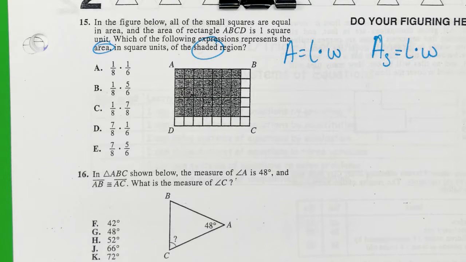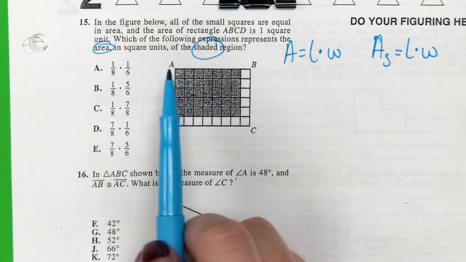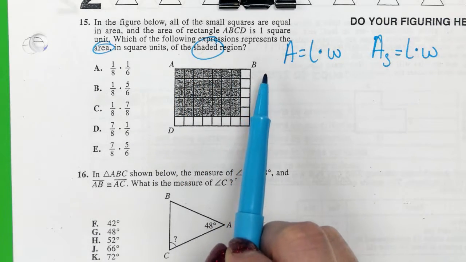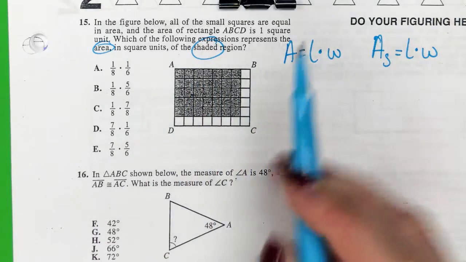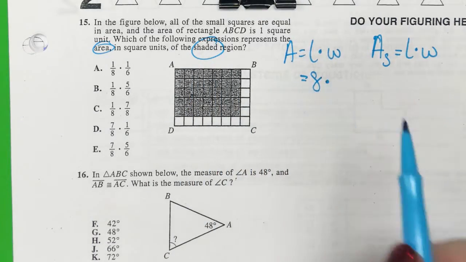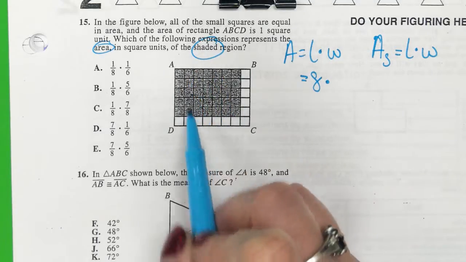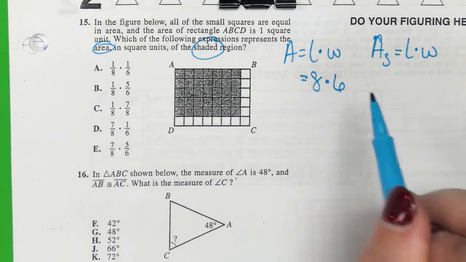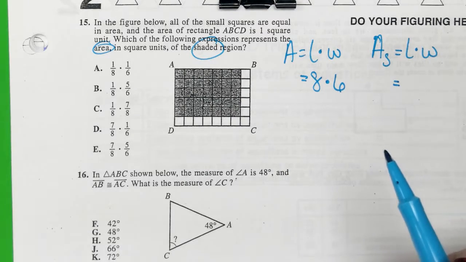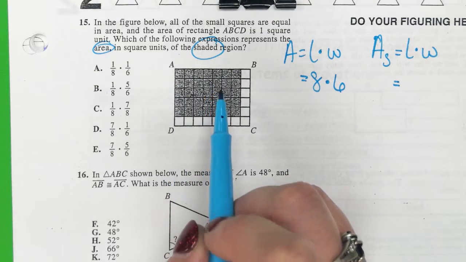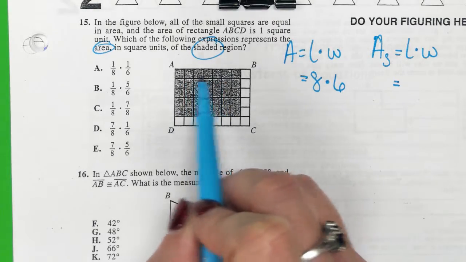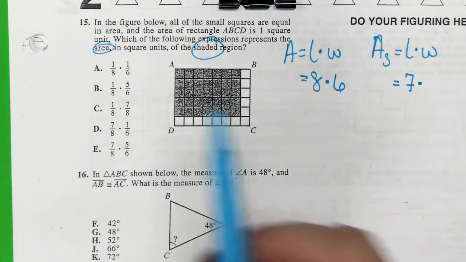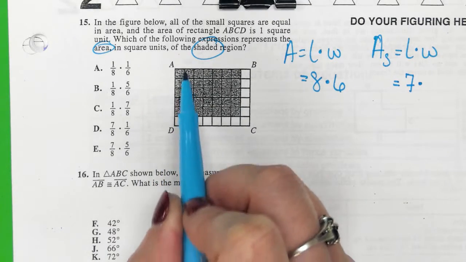All right, so let's see. Adrian, the whole entire thing, how many boxes are the whole length? 8. And Clay, what's the width of the whole thing? 6. Beautiful. All right, Thomas, now we're going to just do the shaded part, okay? So what's the length of just the shaded part? 7. And Katie, what's the width of just the shaded part? How many boxes?